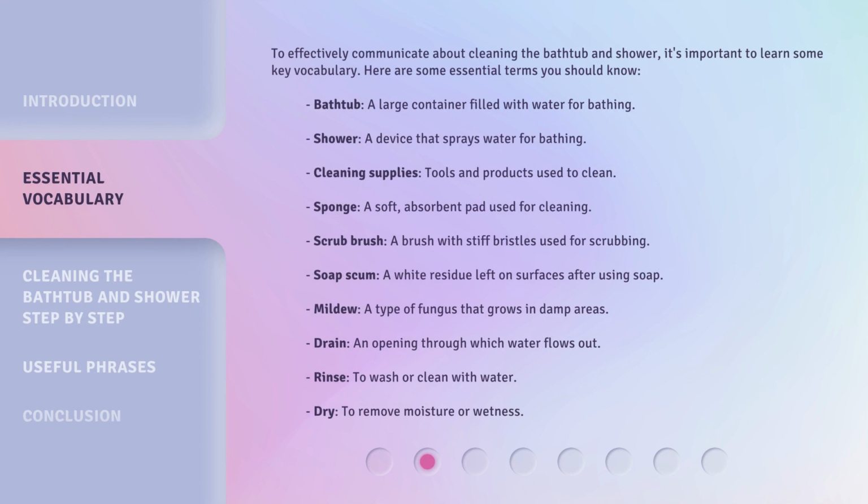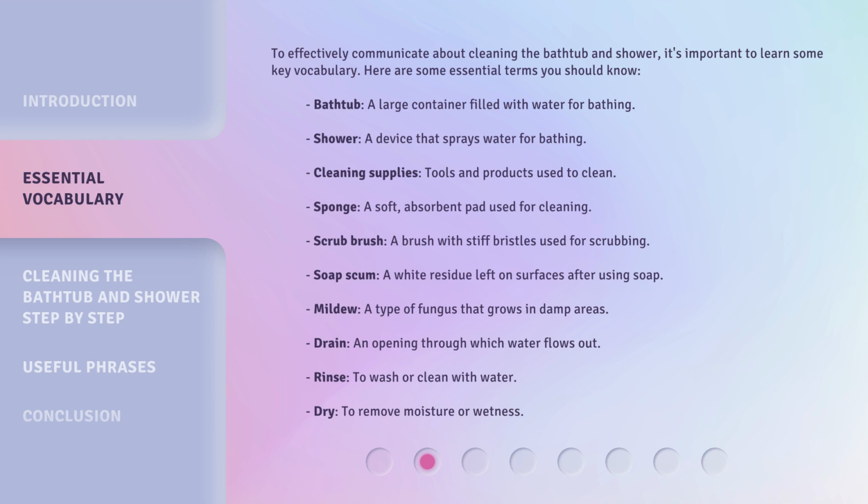To effectively communicate about cleaning the bathtub and shower, it's important to learn some key vocabulary. Here are some essential terms you should know. Bathtub, a large container filled with water for bathing. Shower, a device that sprays water for bathing. Cleaning supplies, tools and products used to clean. Sponge, a soft, absorbent pad used for cleaning.